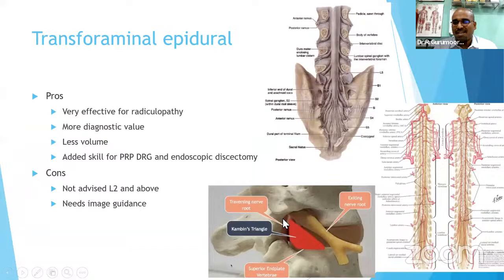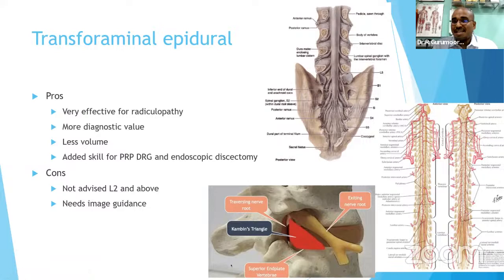The upper one third, which we do in the subpedicular approach, just below the pedicle, is the classic approach. They call it a safe triangle approach. Usually we say it's safe, but there is a chance you may hit some veins, and sometimes a segmental artery. So that's not a safe triangle. But if you go below, to the lower one third, there you won't get any veins or artery. That's why we say Kambin's triangle is very safe.